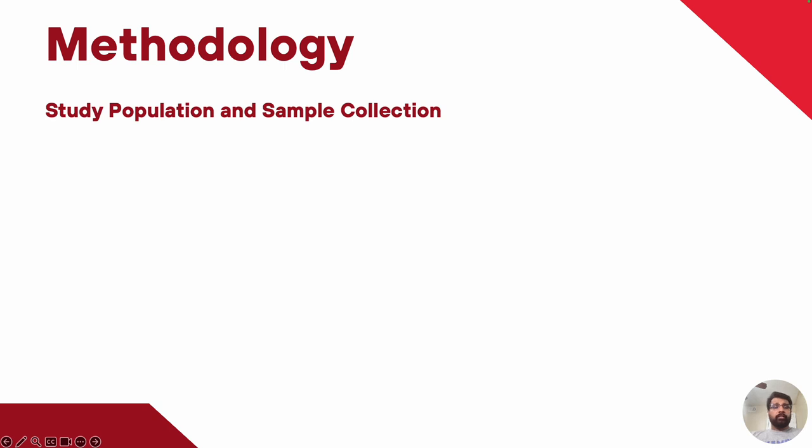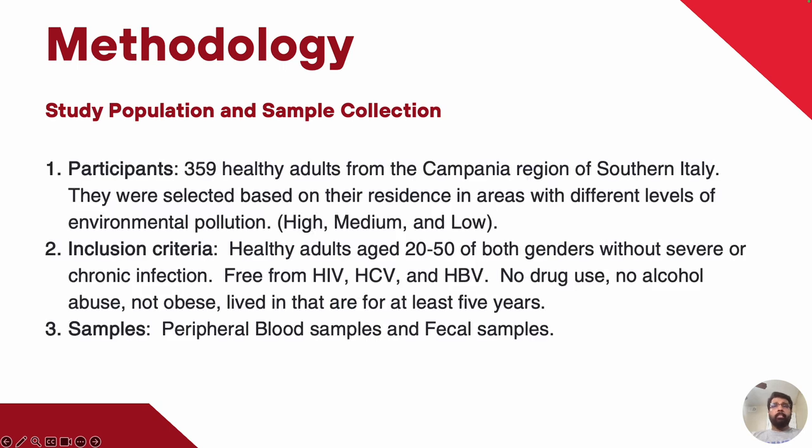So the first one is the study population and the sample collection. They screened around 359 healthy adults from the Campania region of southern Italy. They were selected based on the residence areas in different levels of environmental pollution. So they used a pollution index to group these people: high polluted area, medium polluted area, or low polluted area. They use a model to distinguish these. And also they use an inclusion criteria.